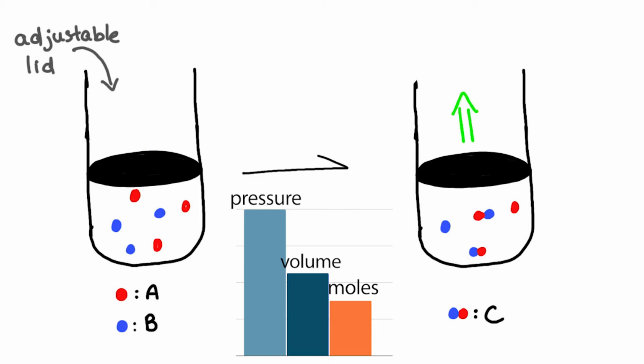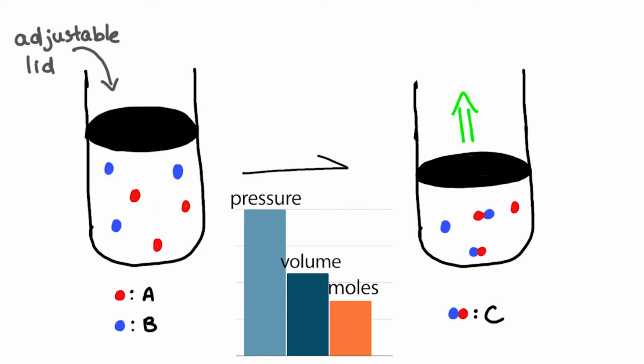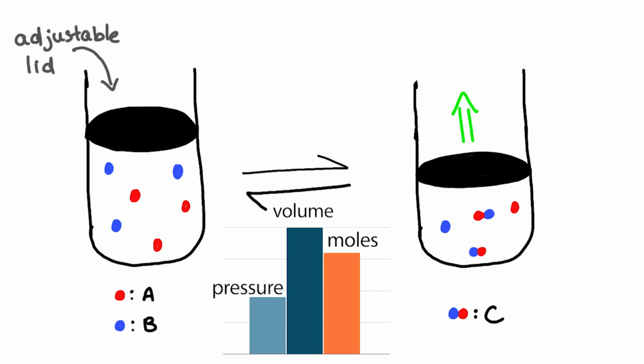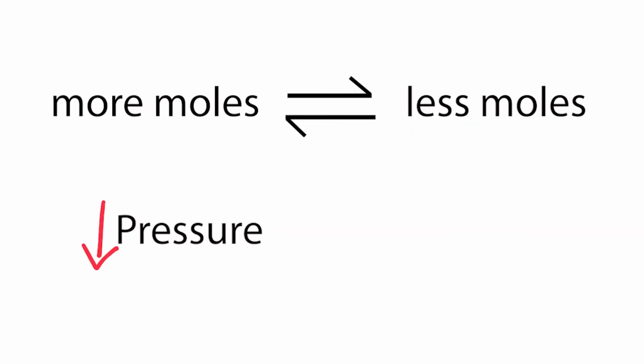Now let's increase that volume. With so much space, the system can relax, and C separates into A and B. In general, decreasing the pressure shifts the reaction toward the side with more moles, and increasing the pressure shifts the reaction toward the side with fewer moles.